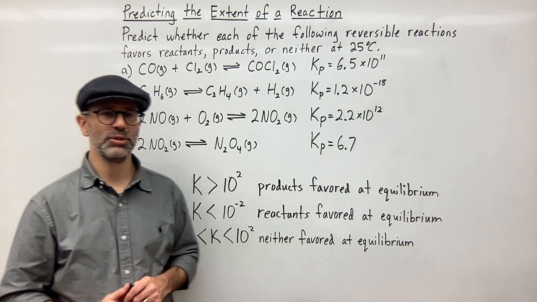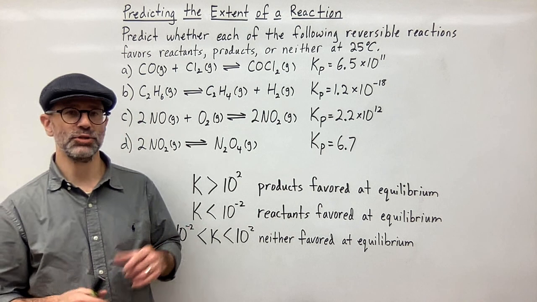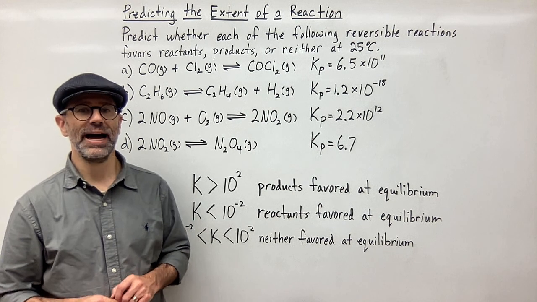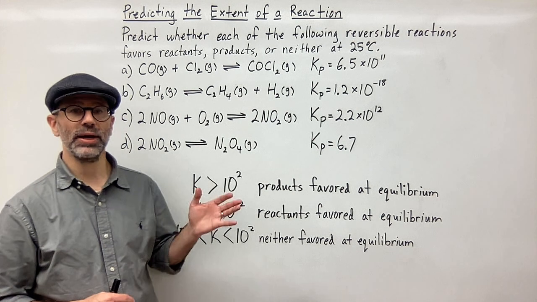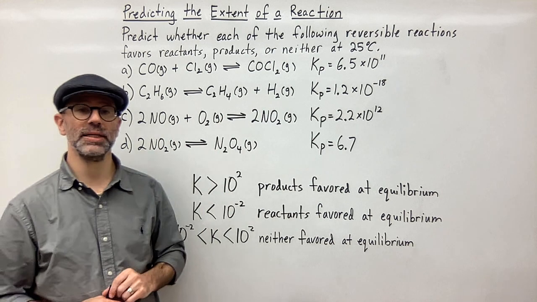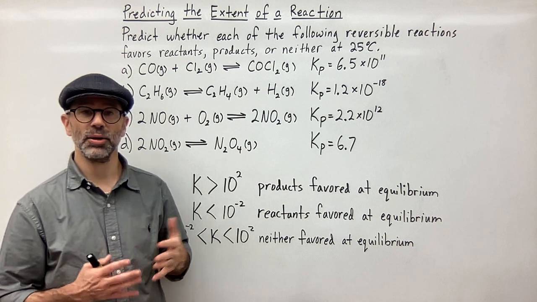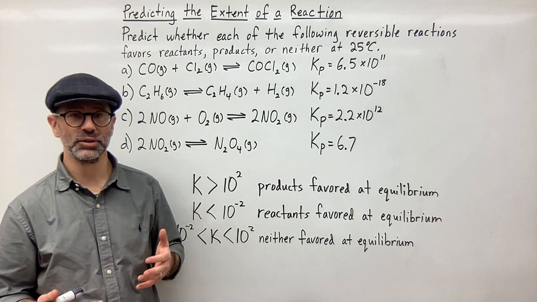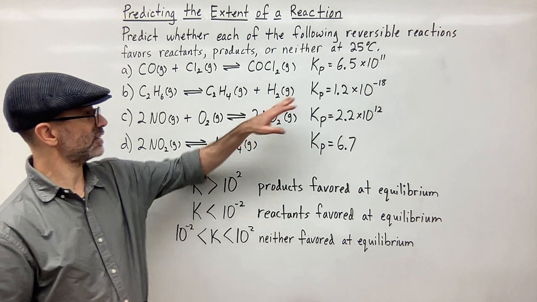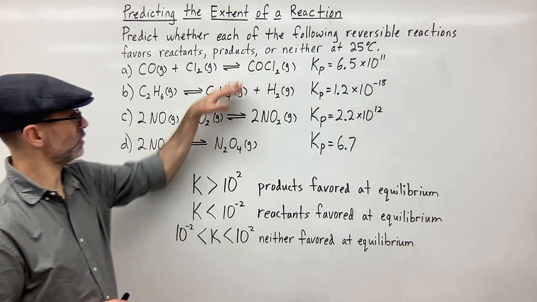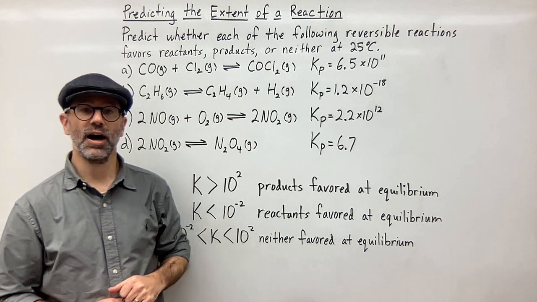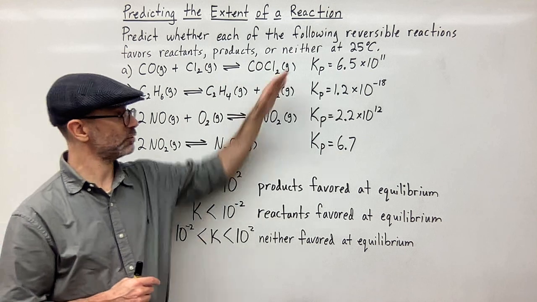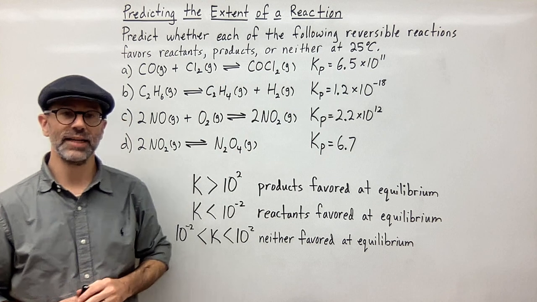Here we're asked to predict whether each of the following reversible reactions favors reactants, products, or neither at 25 degrees Celsius. I want to point out that we're specifying the temperature because the equilibrium constant depends on temperature. If you change the temperature, then the equilibrium constant will change. So the equilibrium constants given here for each of these four reactions are at 25 degrees. If it wasn't at 25 degrees, these would be different values. Okay, that's the first thing.